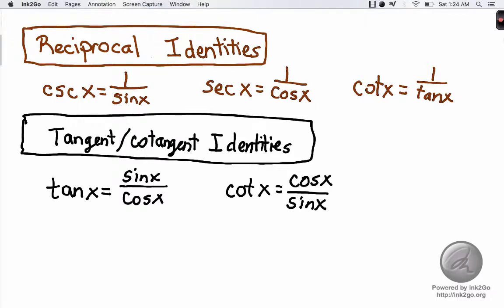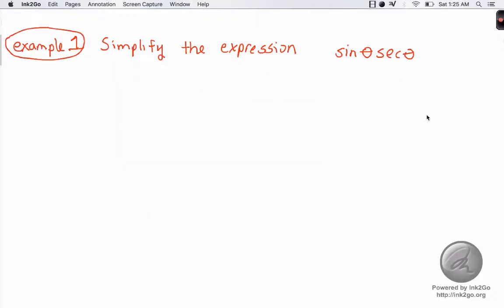Our very first trig identity is the reciprocal identity. Those just simply state that we can rewrite cosecant of x as 1 over sine, and secant of x as 1 over cosine, and cotangent of x is simply 1 over tangent of x. We can also rewrite tangent of x as sine of x over cosine of x. Therefore, cotangent of x is simply cosine of x over sine of x.